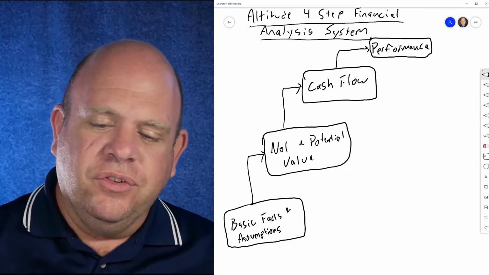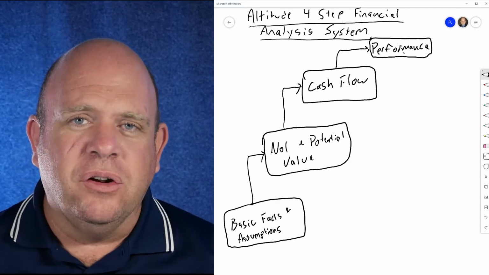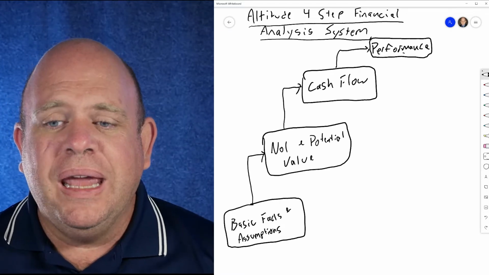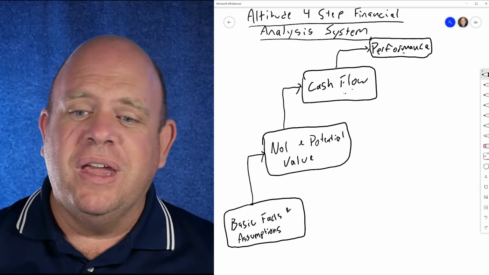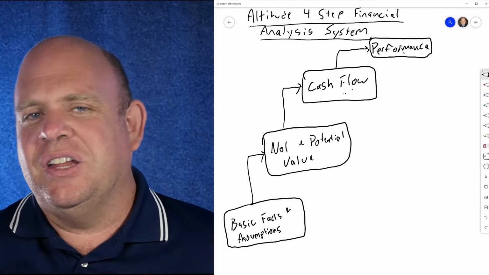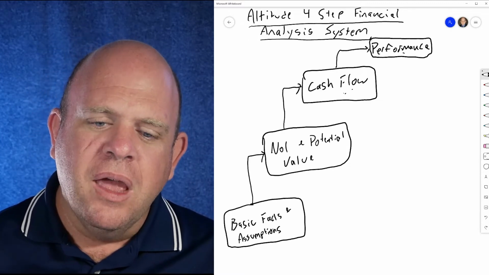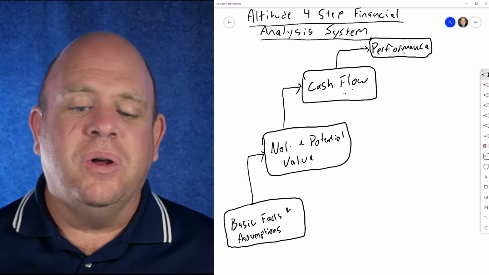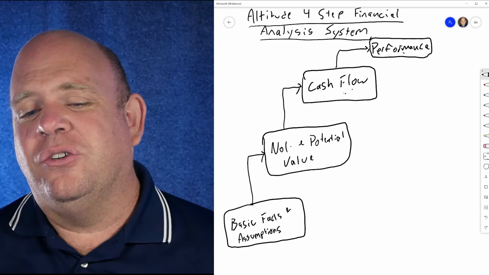But as you'll see, you cannot have a conversation about performance if you don't understand the cash flow. If you don't understand the cash flow, it just doesn't make any sense. You cannot have a good conversation about it. Also, you can't have a good conversation about cash flow without understanding the NOI of the property. It doesn't make any sense. You just wouldn't be able to have that because NOI comes first. Then you cannot understand your NOI at all unless you understand what your basic facts and assumptions are. You can't put an NOI together without understanding them.